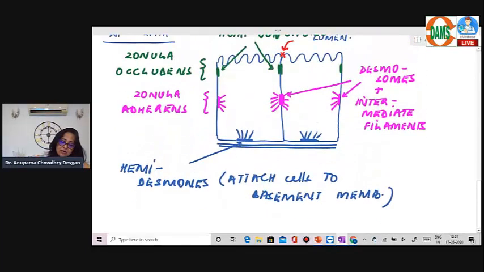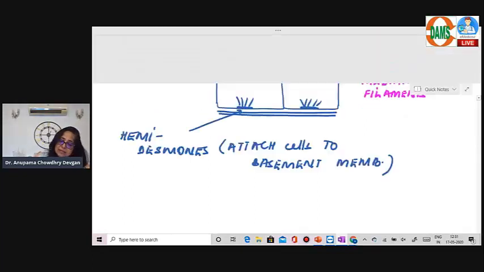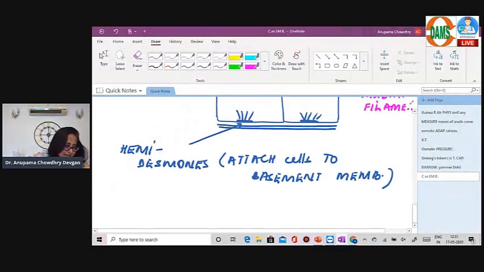Now, this is as far as these different zones in the intestinal epithelial cells are concerned. Next, let's have a look at tight junctions, the zonula occludens.